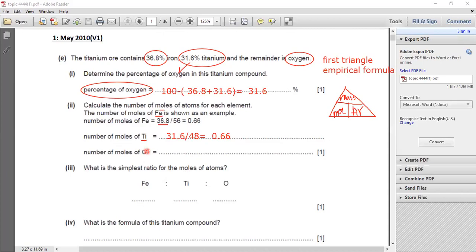Once there's a question about number of moles, ask yourself, which triangle will I use? You can detect which triangle according to the information you have in the question. Oxygen, I have its mass. So the first triangle, mass, which is 31.6, divided by 16. This is the Ar for oxygen from the periodic table.